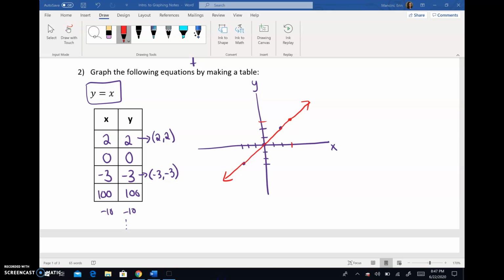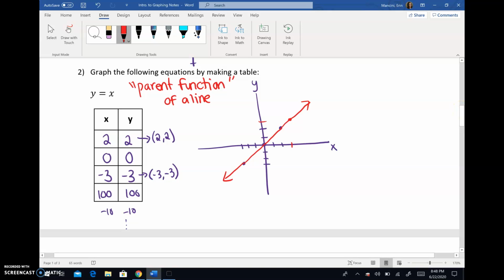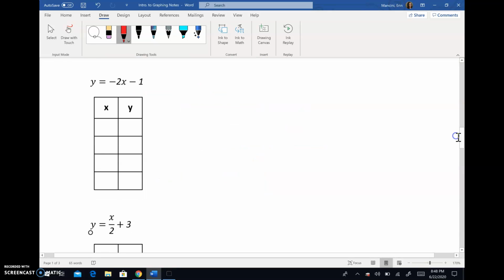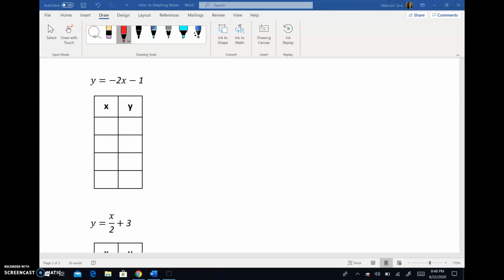And this equation is special. It's what we call a parent function for the line. So it's a parent function of a line, which just means it's the simplest line you can get. So it's y equals x. There's no plus a number. There's no number in front of the x. It's just the simplest one you can get, and that's called the parent function. Okay, so every line looks something like this, but then you can transform it by adding different numbers and multiplying different numbers. Just like this one here. A little bit more complicated because you have a -2 and a -1 here, but it's the same idea.